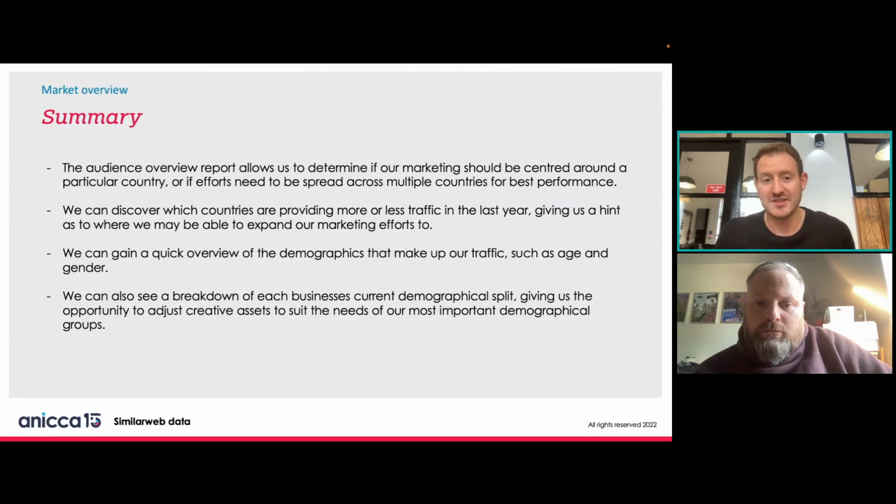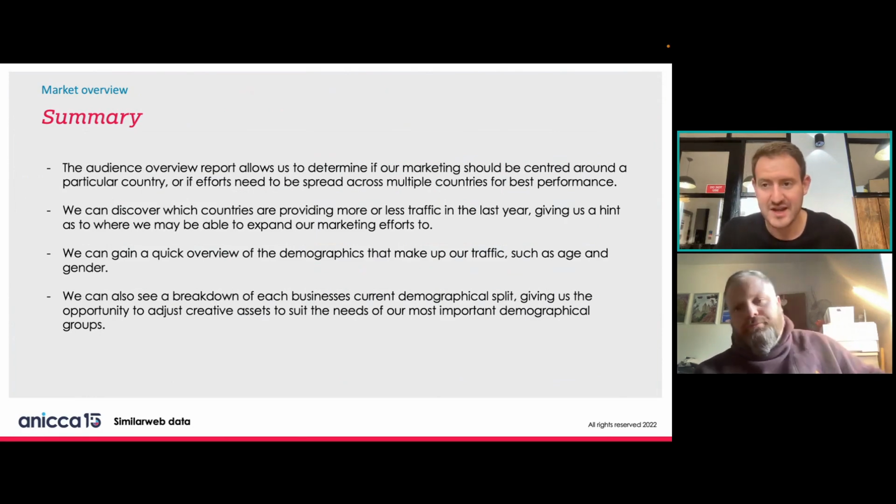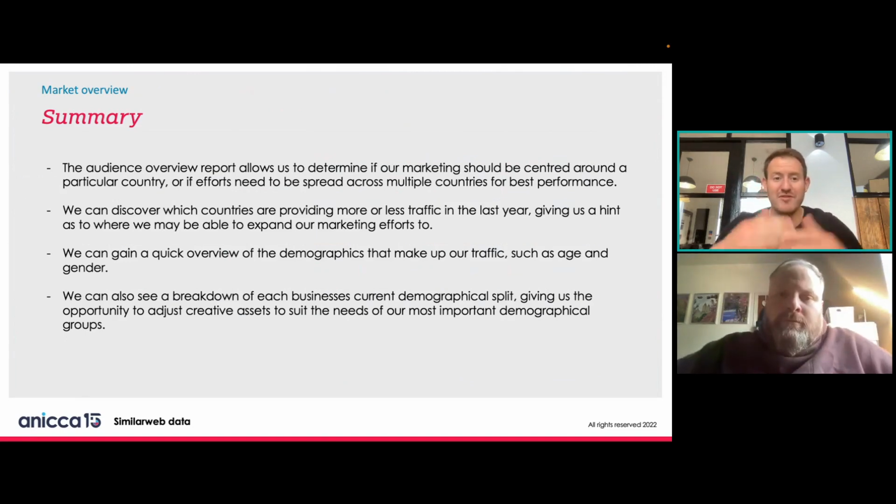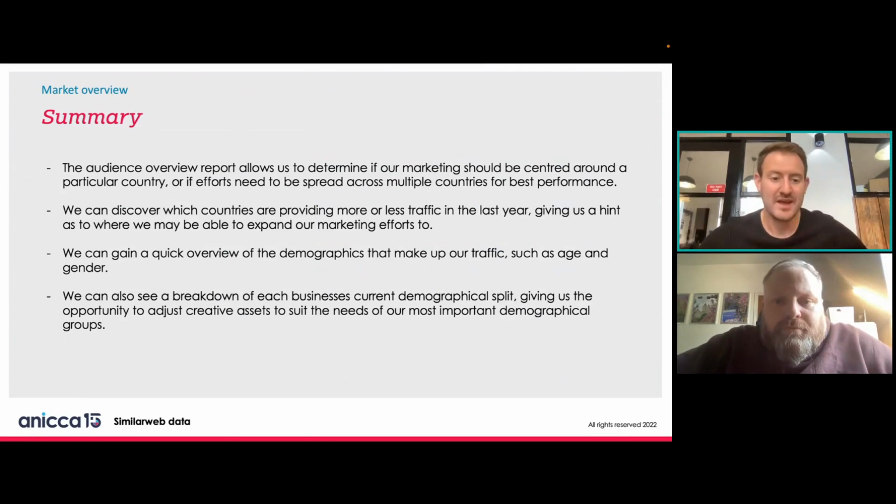Specifically, we discussed Netherlands as a fantastic example, those March and April months. What can we do to maximize on the potential of that traffic if it's relevant for us to do so? We can also see a breakdown of the demographics and determine how we should be focusing our marketing efforts for those different age groups, those different gender groups, and how can our creatives and how can our marketing be altered or made more effective for those demographics. And with all that information, we then look at building user profiles as well.